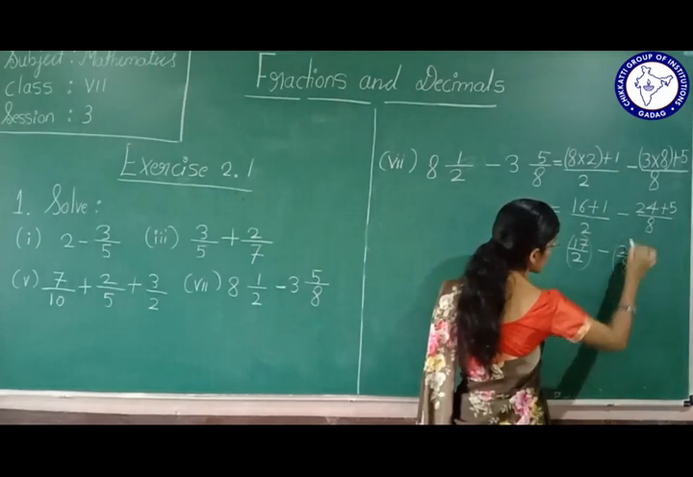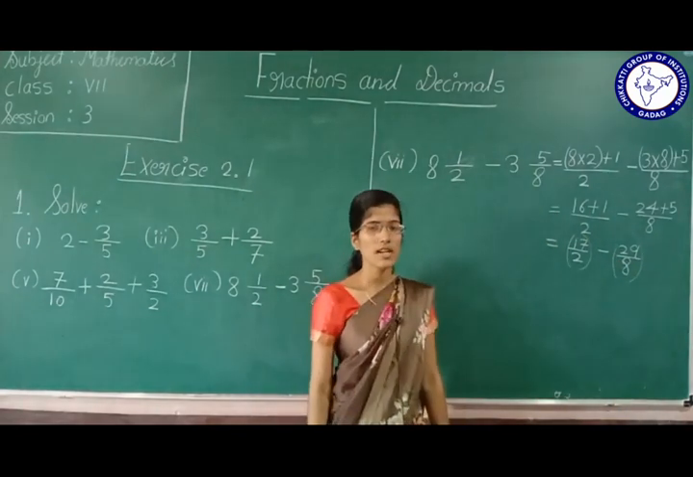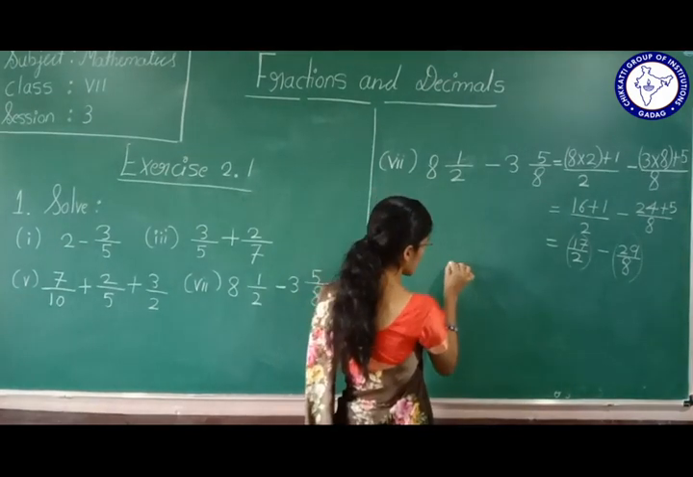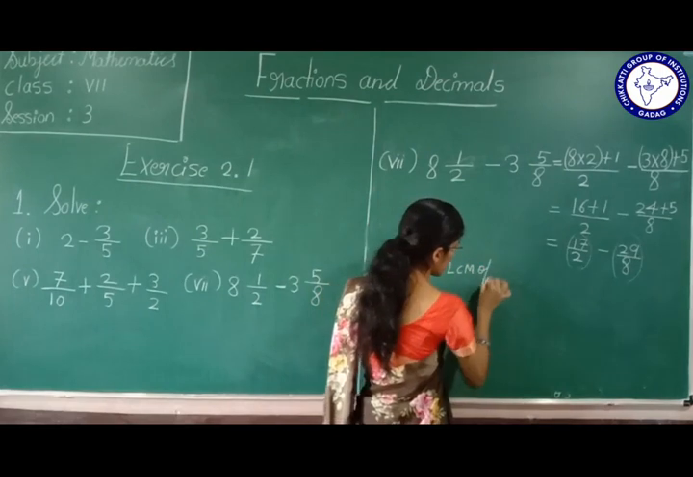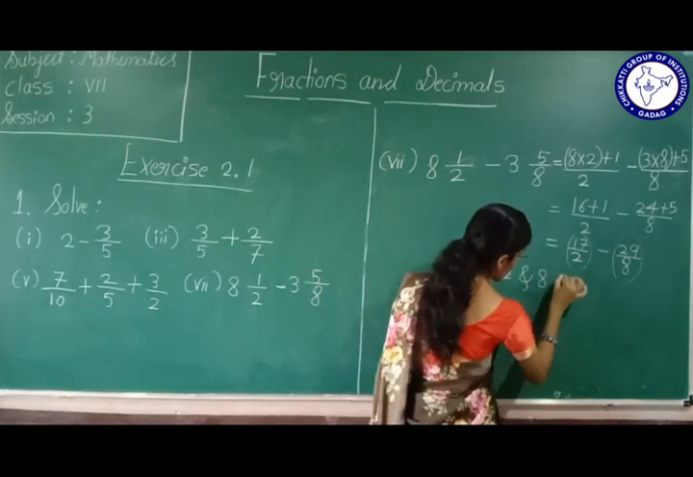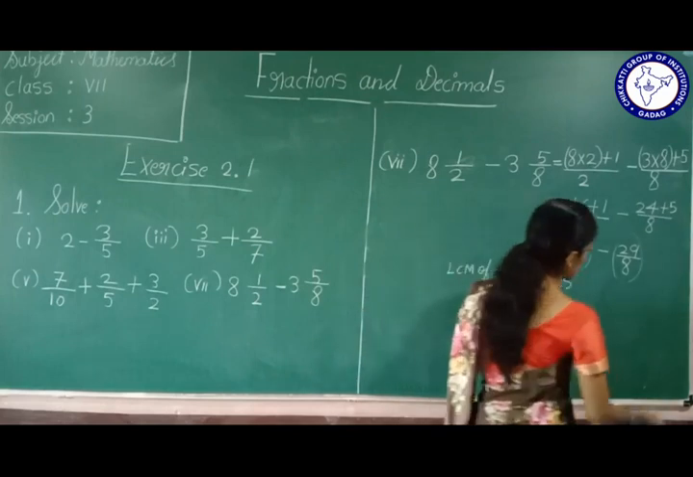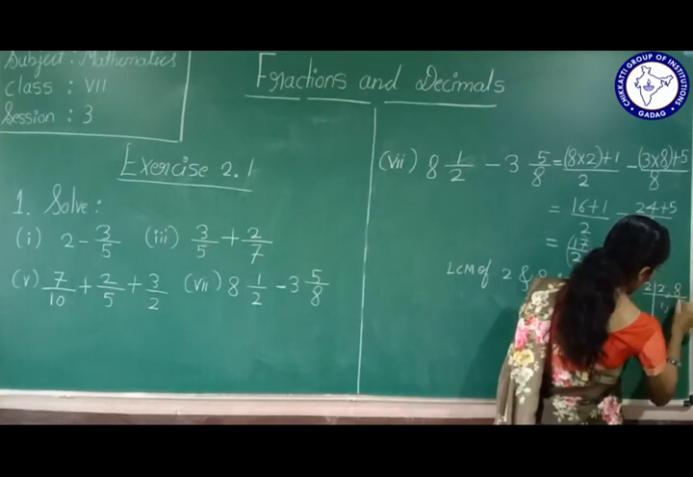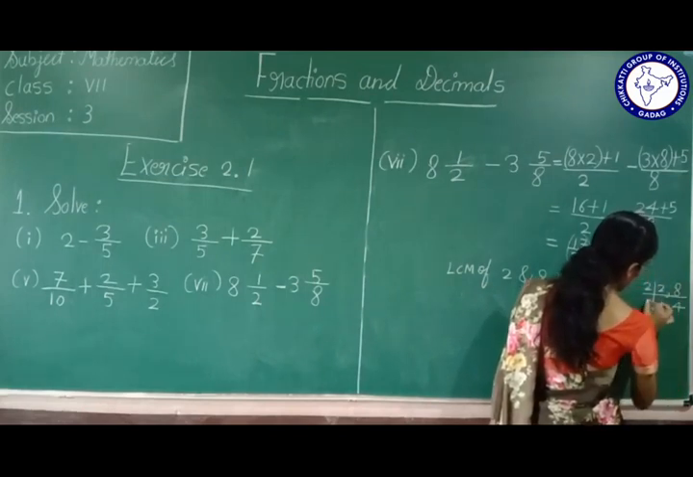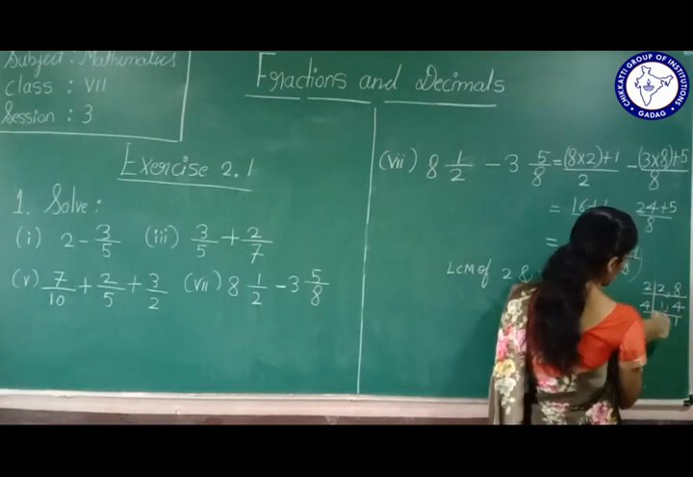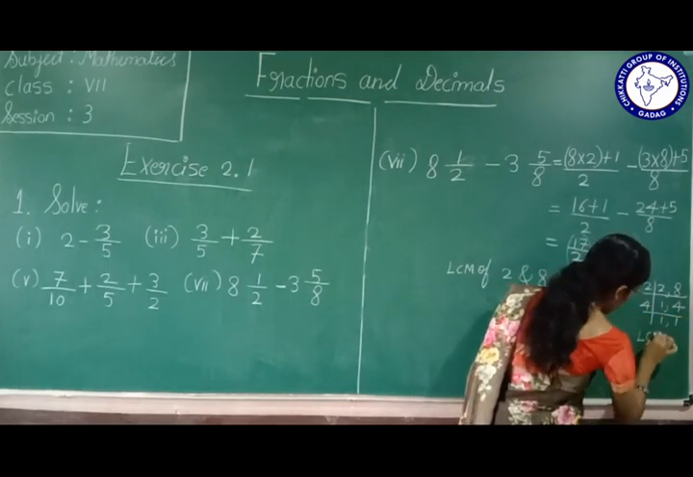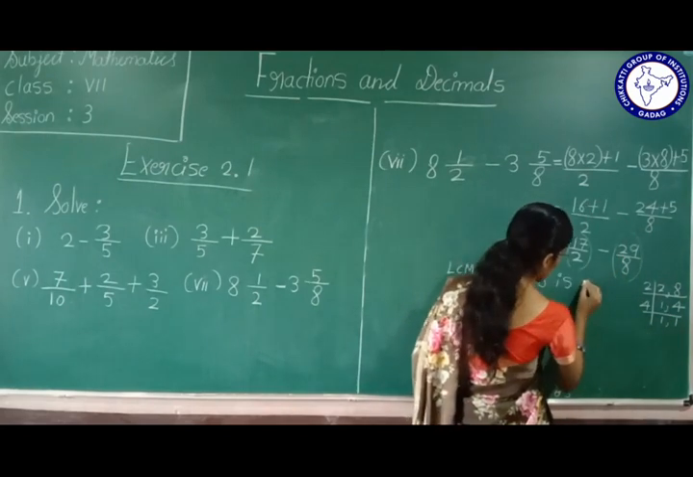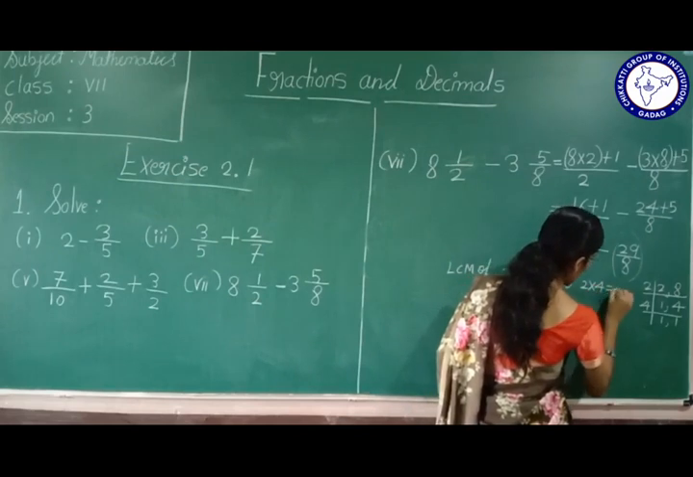Now see, students, these two fractions are like fractions or unlike fractions? Unlike fractions. Convert them into like fractions. What will we take? The LCM of 2 and 8. What is the LCM of 2 and 8, students? 2 ones are 2, 2 4s are 8. The LCM will be 8. LCM of 2 and 8 is 2 into 4, which is equal to 8.